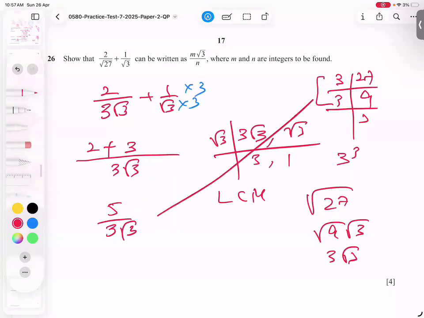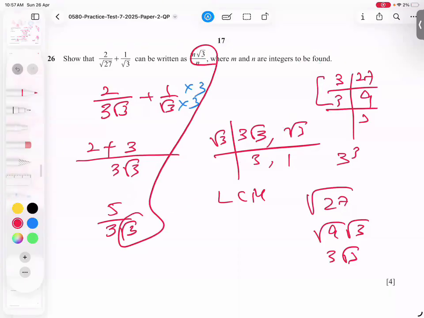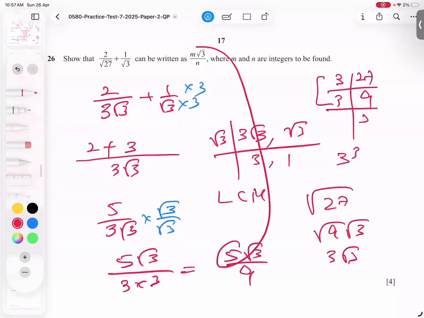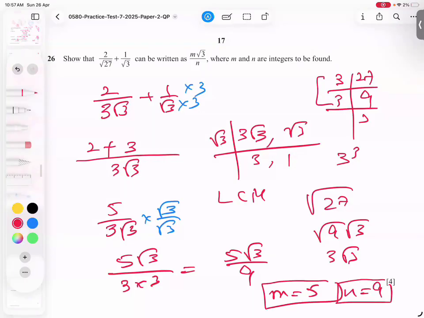If we compare this, he said find the values. There is one more thing: root is down, but here root is up. So we are bound to rationalize. What is the story here? Root 3 gives you 3, and I'm getting 5 root 3 over 9. So this 5 is the m value and 9 is the n value. The concept is very clear. We have done it because root is down and he wants root up, so we are bound to rationalize. I hope the concept of the question is very clear.